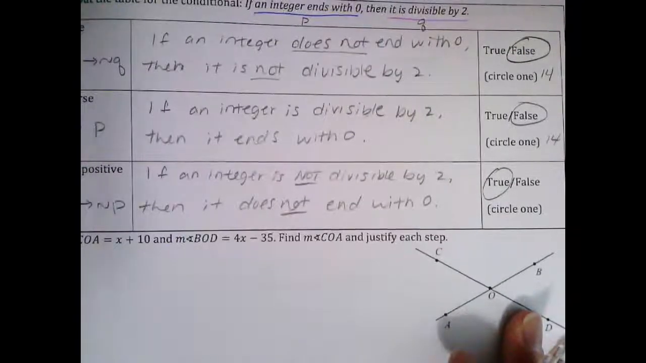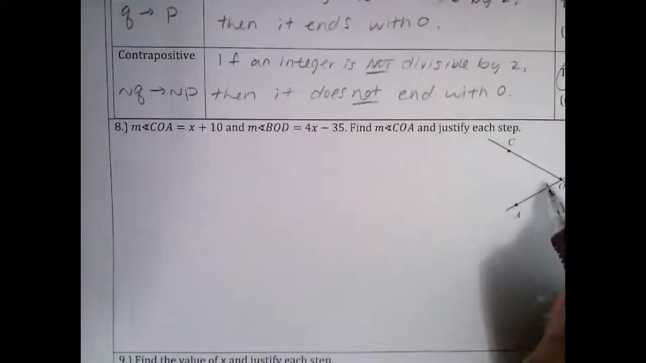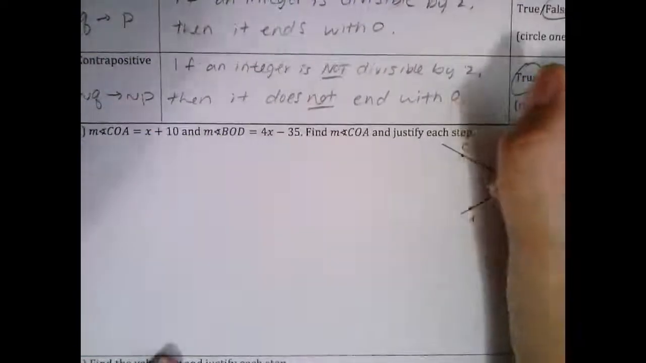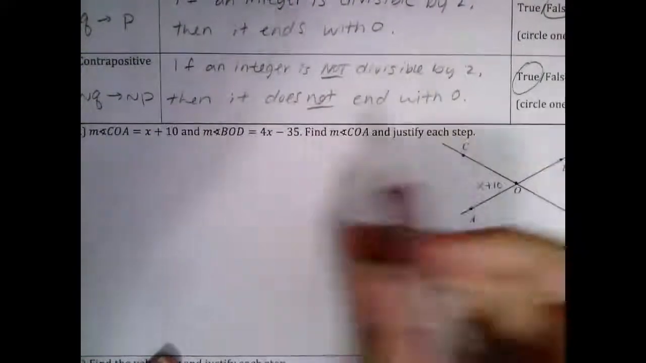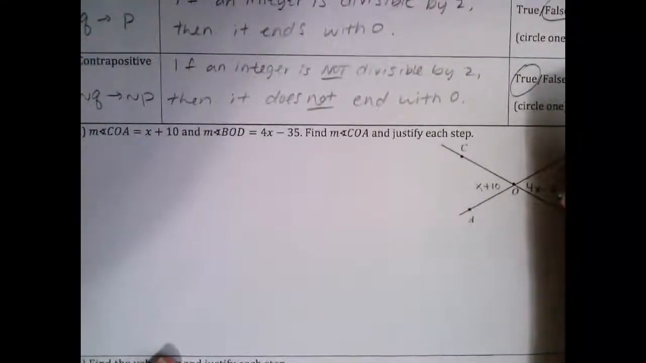Okay. All right, next question. We are going to find angle COA and then justify our steps. So first I'm going to just plug in what it says. It says COA is x plus 10, and then BOD is 4x minus 35.